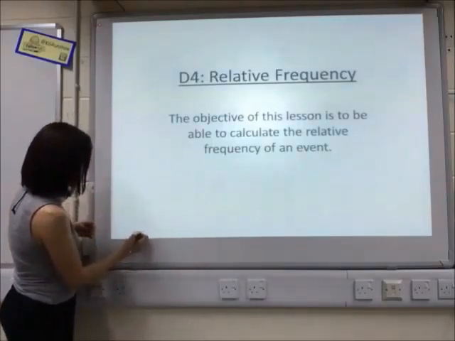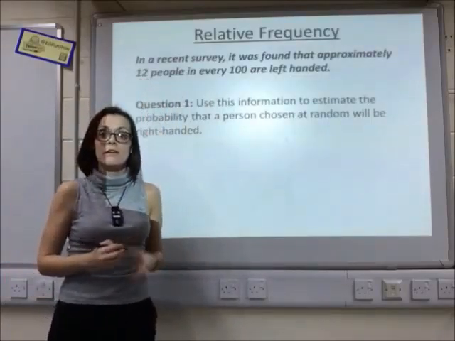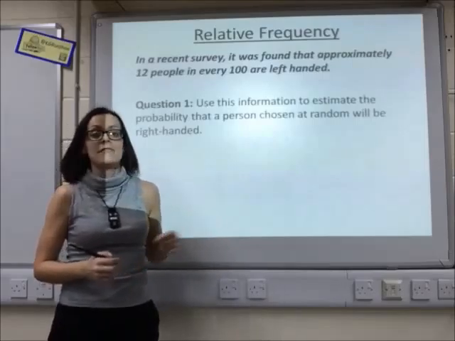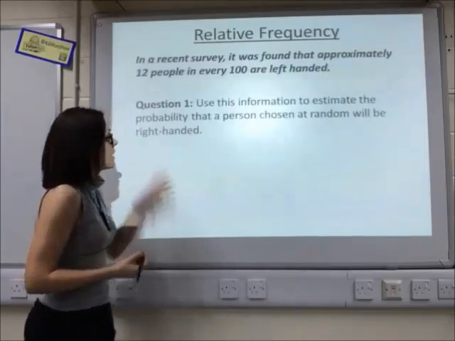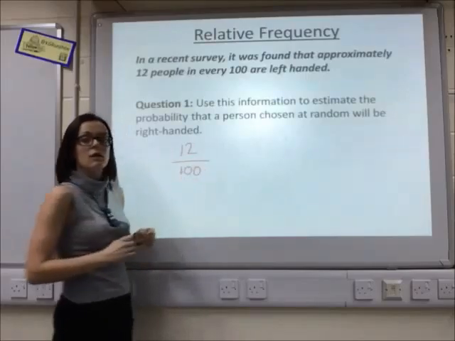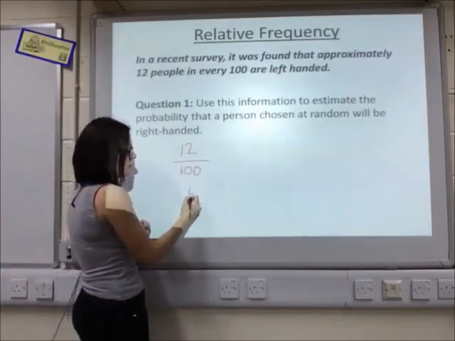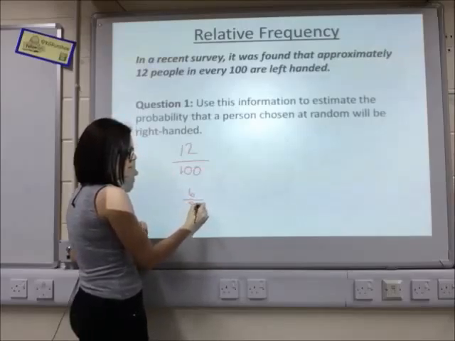So if we have a look at some information, we are told that approximately 12 people out of every 100 people are left-handed. So that means 12 out of 100 people are left-handed. We can write it as a fraction. We could cancel that fraction down if we wanted to.